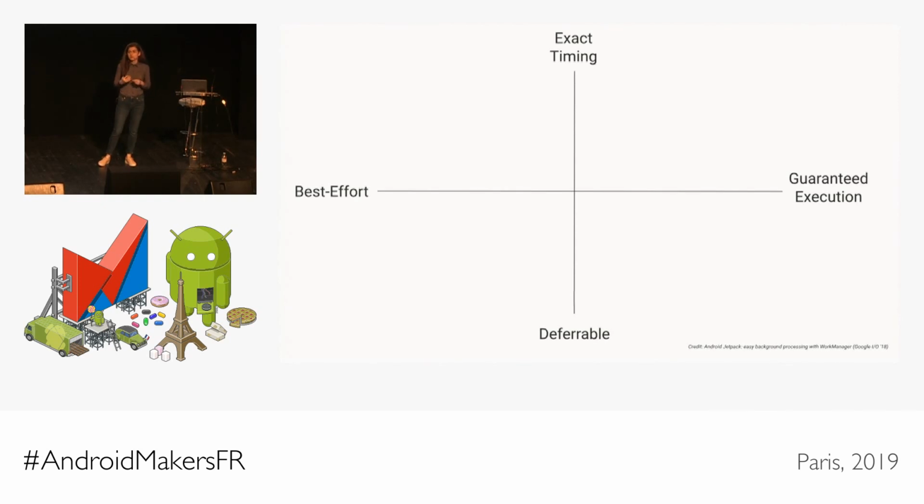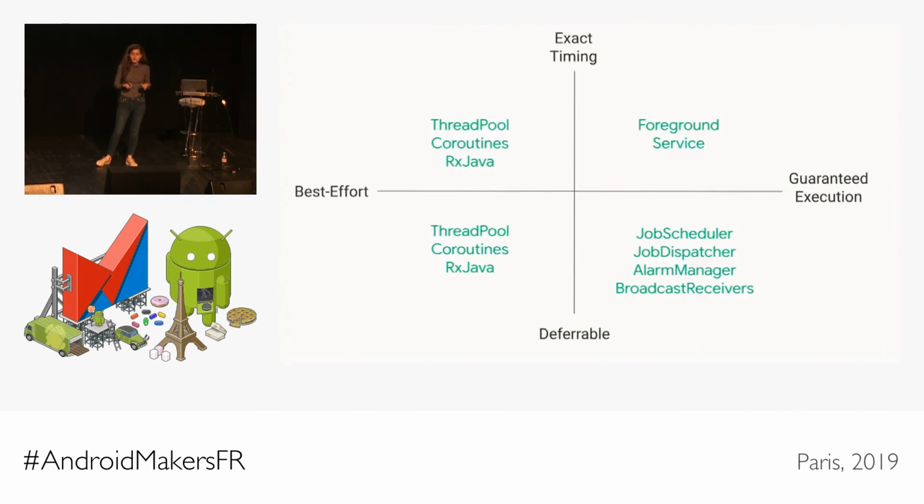Another way that could be used in order to define what solution to use when we have some background work is to use this schema of splitting the background solutions based on 2 main categories: based on time, and also based on the execution time, the importance of the execution. For example, if we want to run a service that should be done when the app is active, we could use the foreground service. If we are more in the best effort area, we could use a thread pool, coroutines, or RxJava.